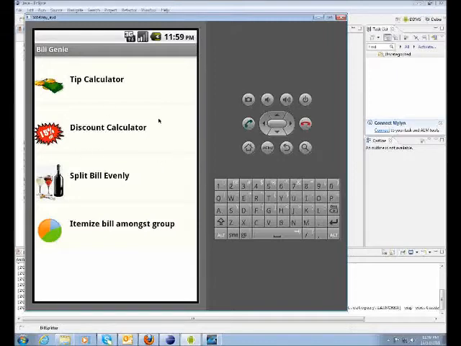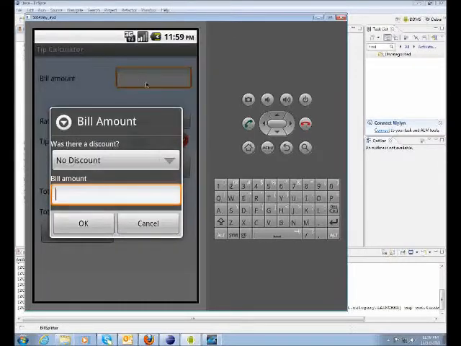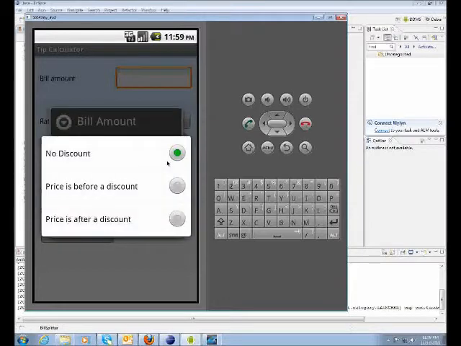Now there's quite a few options here to go through. I'm going to cover each one very briefly for sake of time and just so you get an idea of how everything works. So let's go into tip calculator first. Now this is a pretty standard tip calculator, but the first thing you'll notice is when you go into your bill amount, it's going to ask you if you had a discount. It is going to take discounts into account here.